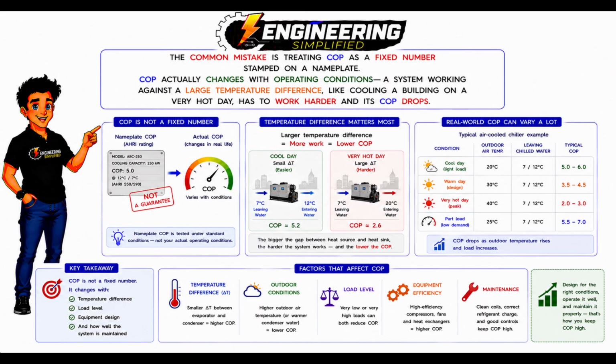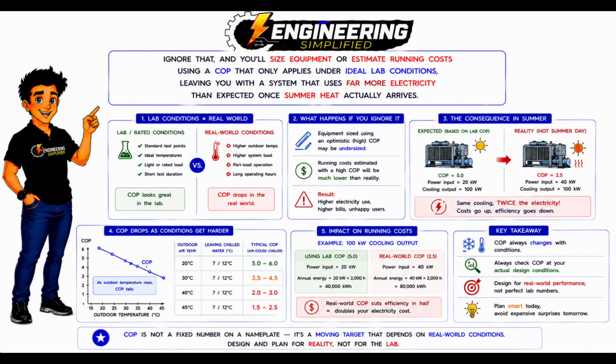A system working against a large temperature difference, like cooling a building on a very hot day, has to work harder and its COP drops. Ignore that and you'll size equipment or estimate running costs using a COP that only applies under ideal lab conditions, leaving you with a system that uses far more electricity than expected once summer heat actually arrives.